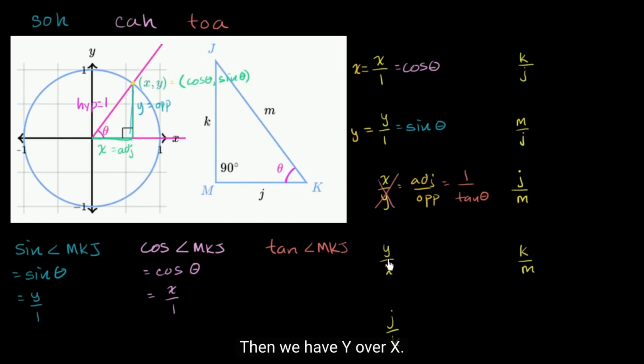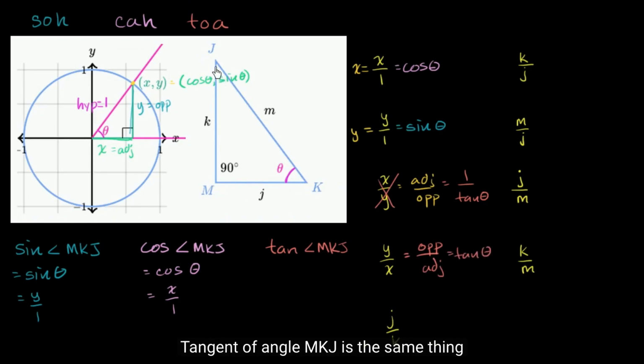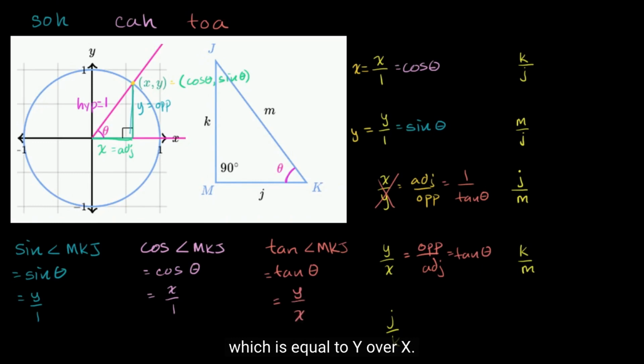But then we have y over x. Well, this is looking good. This is y is opposite, x is adjacent relative to angle theta. So this is the tangent of theta. So tangent of angle MKJ is the same thing as tangent of theta, which is equal to y over x.